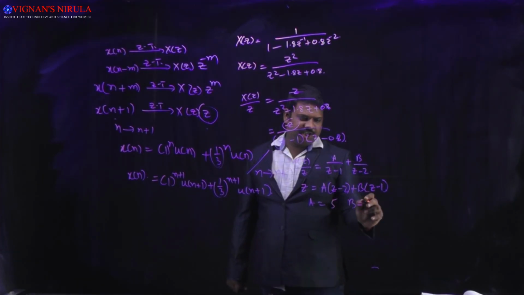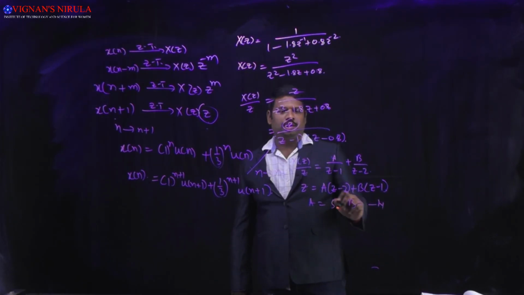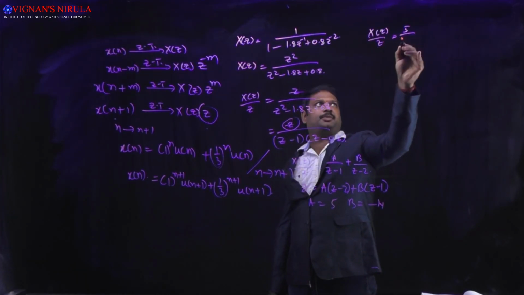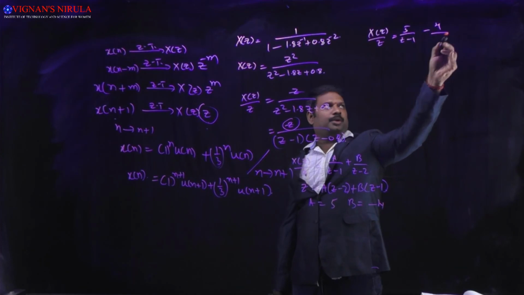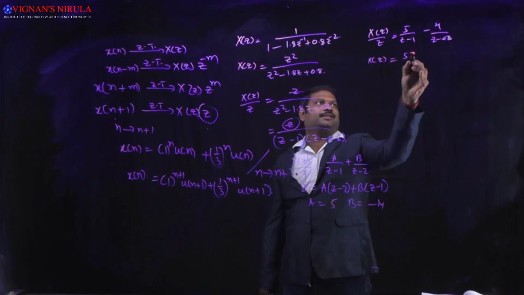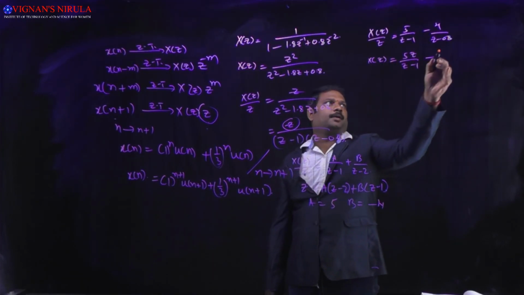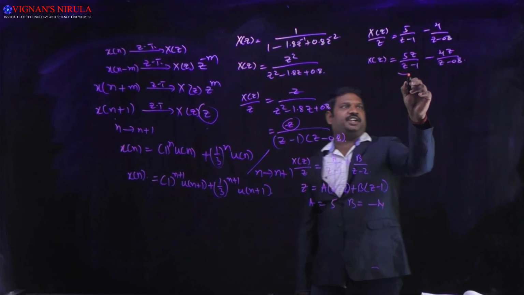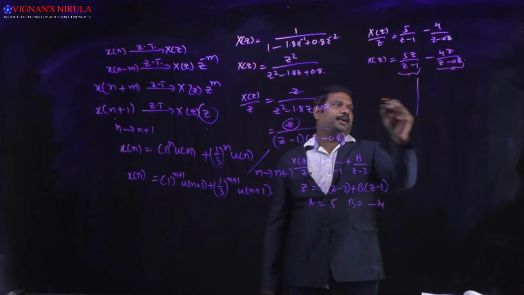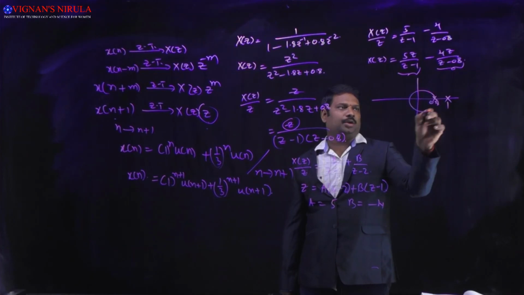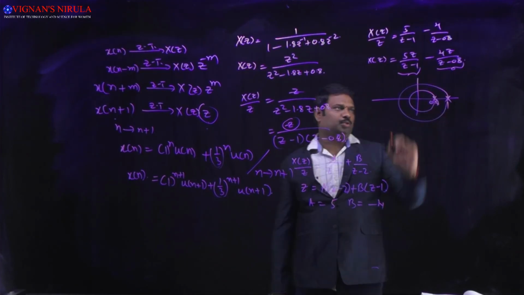Therefore, finding the a and b values, a is 5 and b is minus 4. Substitute those values here. That is, x of z by z is equal to 5 by z minus 1 minus 4 by z minus 0.8. Therefore, x of z is equal to 5z by z minus 1 minus 4z by z minus 0.8. Therefore, the poles are at z is equal to 1 and z is equal to 0.8. When we look at the ROCs, at 0.8 we have one pole, and at 1 we have another pole. This has one circle, and another one is this one.